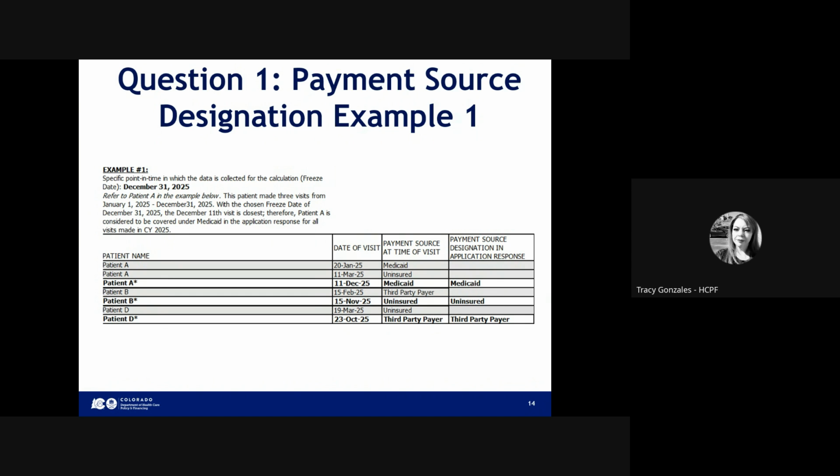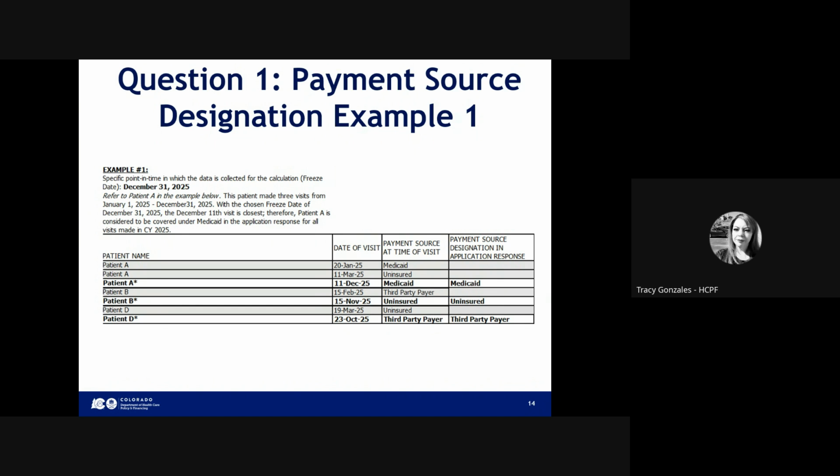For this example, the clinic's freeze date is December 31st, 2025. So we're looking at patients that were seen from January 1st, 2025 to December 31st, 2025, which is their freeze date. And again, we are looking at the patient's last visit closest to that December 31st date.